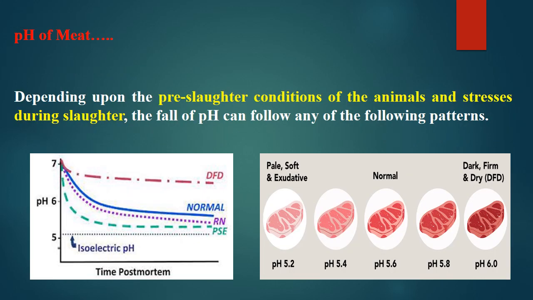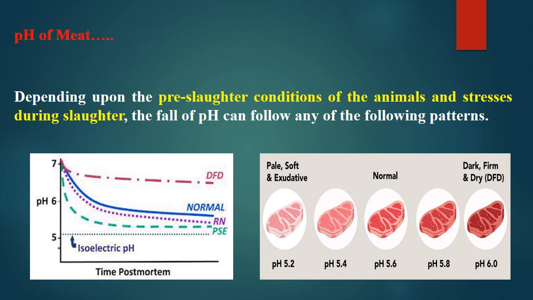Here we will see the rate of decline of pH. Depending upon the pre-slaughter conditions of the animals and stresses during slaughter, the fall of pH can follow any of the following patterns. There are commonly 3 different patterns in the rate of decline of pH. In the left side diagram we can see a range of 5 to 7, and 7.2 is the normal pH in blood or muscle, as I have already mentioned.